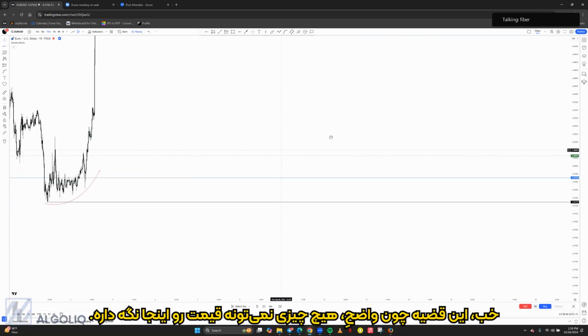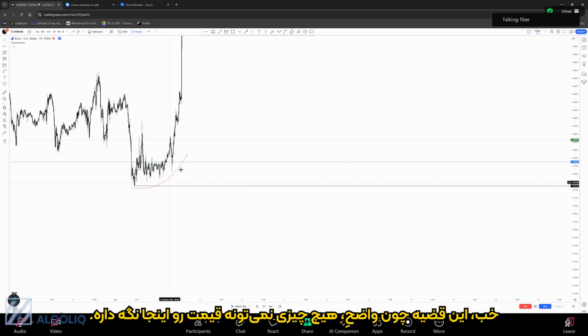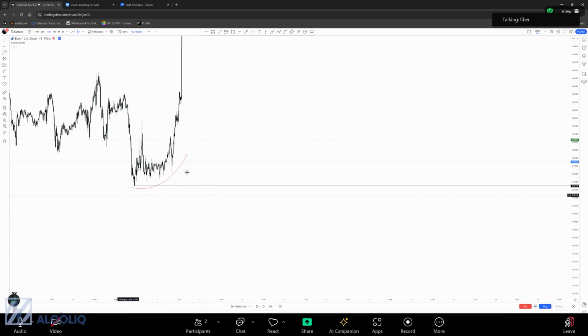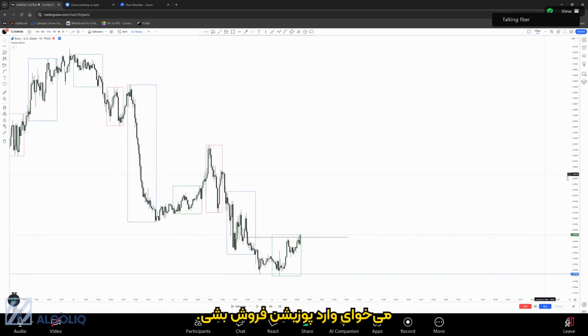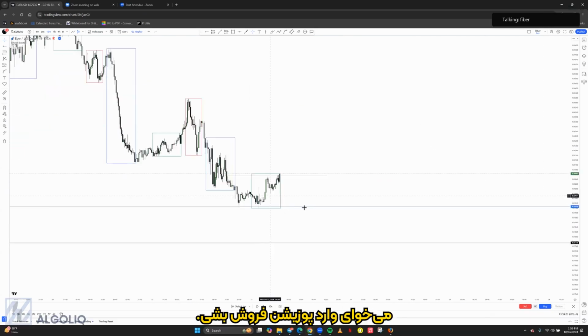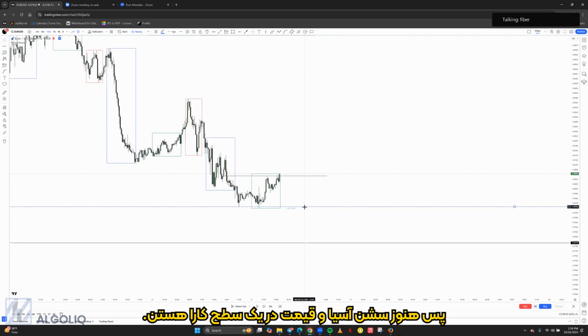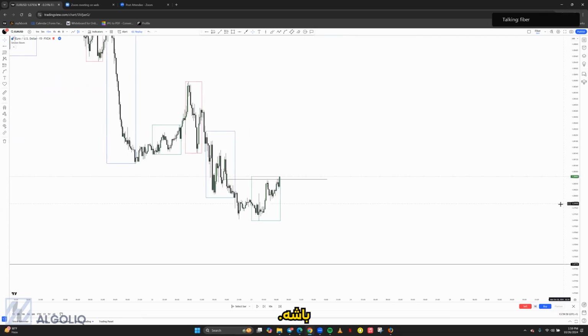Okay, so this stuff, because obviously nothing can hold price right here. All these are build up. So this line is our first target, even if you are going to engage into a sell position. So you still have your Asia and you have price in an efficient level. All right. So let's see.